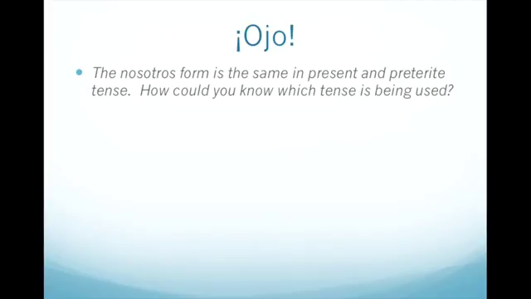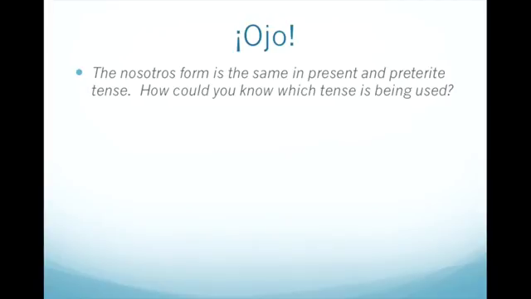It's pretty simple. If you were telling a story about what happened yesterday, and I say, nosotros hablamos ayer, we talked yesterday, the word yesterday is going to let you know that it's not we talk yesterday, or I run yesterday. It's I ran yesterday, for example. So you're just going to have to use the context of the sentence to know which tense is being used for the nosotros form.